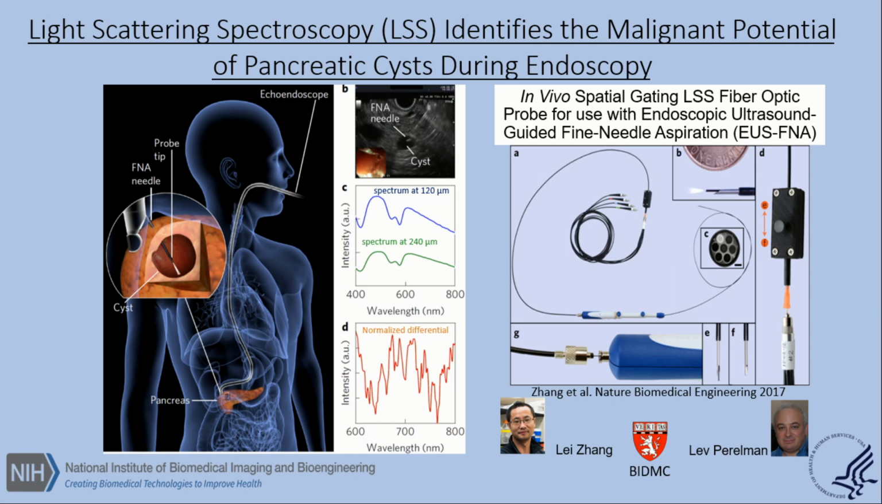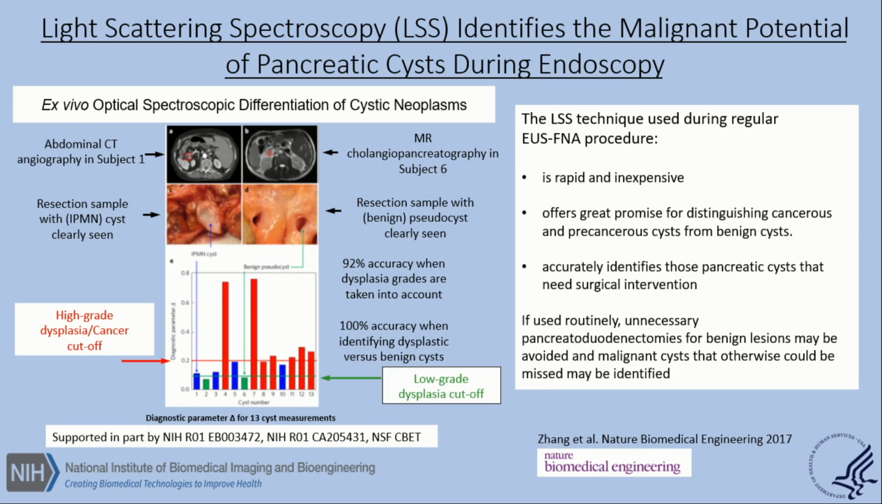So going from MRI to light scattering spectroscopy, again, shifting gears. You probably do a lot of endoscopy here, and this is a spectroscope that's put on the tip of the endoscope, and what it does is it looks at the spectra in 2 different frequencies, and it can tell you whether a cyst is benign or not. Basically, it can differentiate a benign cyst from a dysplastic cyst 100%.